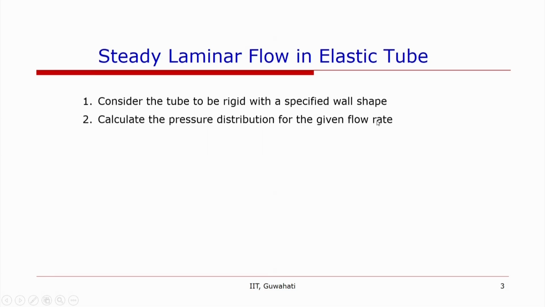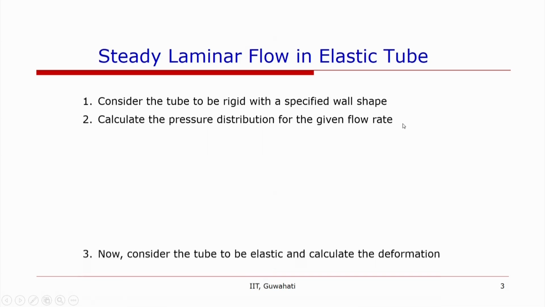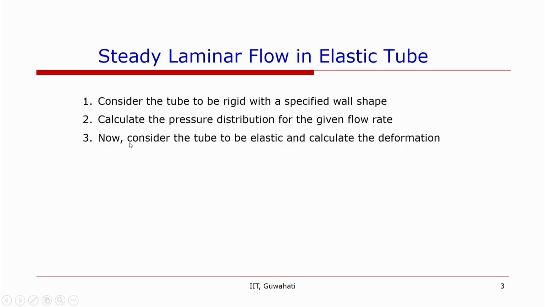But for the cases where these assumptions are not valid, it might take some more mathematics or numerical methods to solve the flow, but we can solve for the pressure distribution for the given flow rate and can also get the velocity distribution. Now, we come to the solid mechanics part and we consider the tube to be elastic and calculate the deformation. For the given flow rate or average velocity, we have calculated the pressure distribution along the length of the channel.